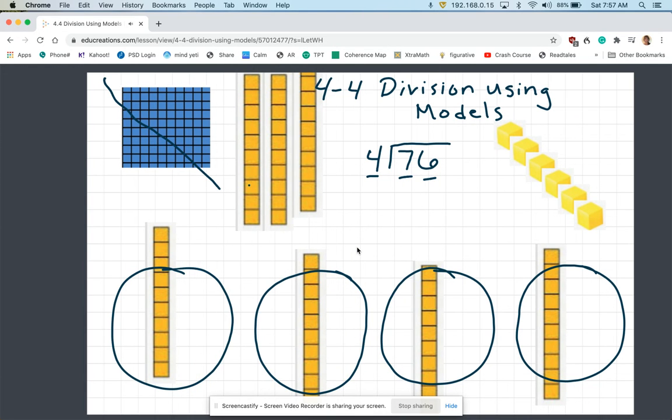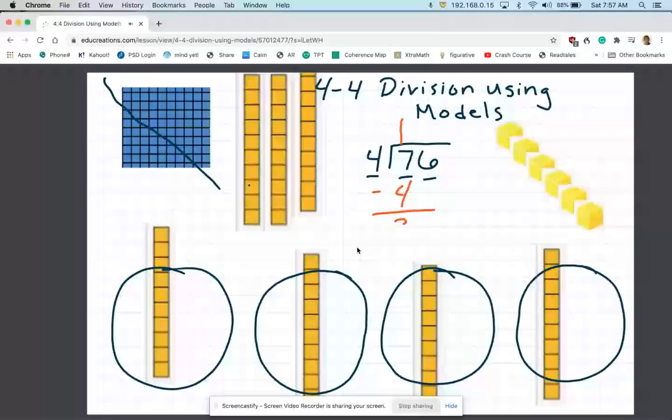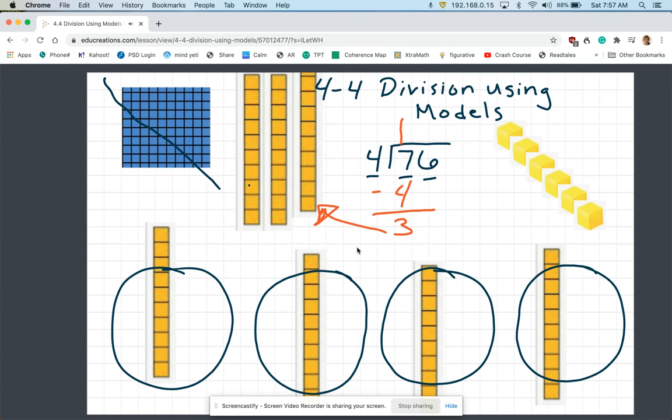So how many times does 4 go into 7? Or how many groups of 4 can we make out of 7? I am going to say we can do 1. Now I'm going to go 1 times 4 is 4. I'm going to subtract and I get 3. Do you notice how I have 3 right here and I have 4 in the little circles? Okay, now I'm going to bring down the 6 because here are my 6.